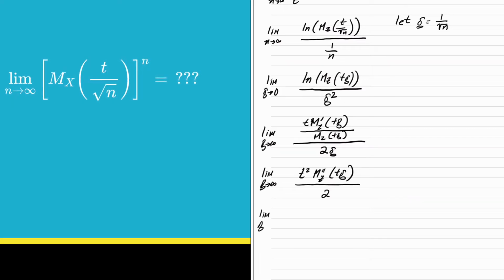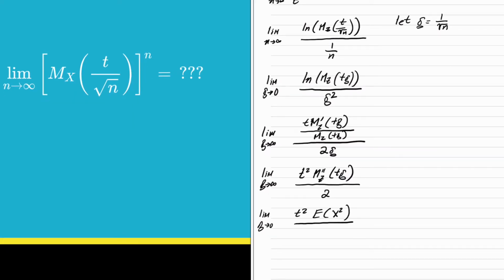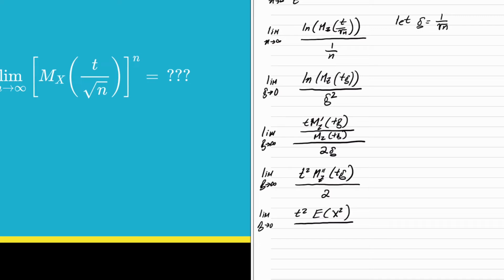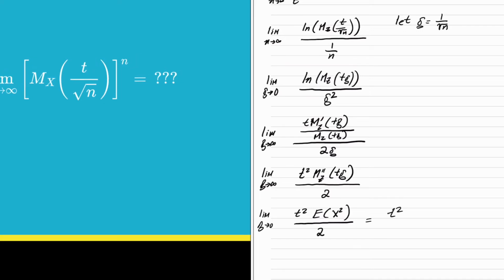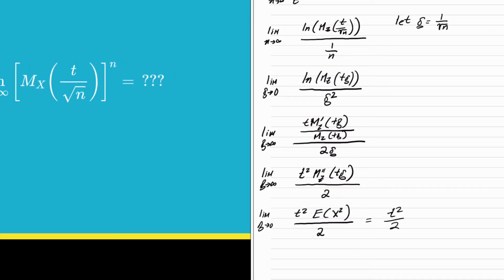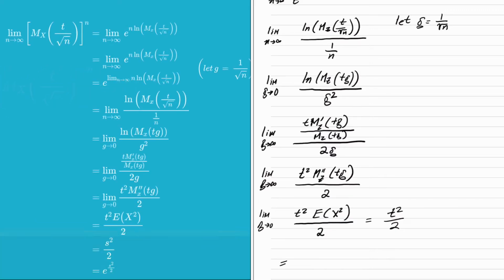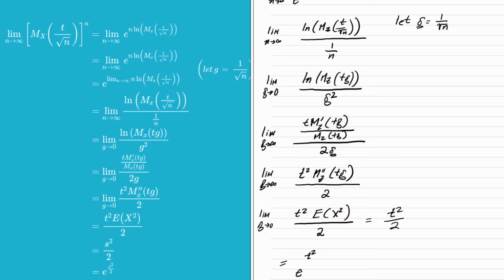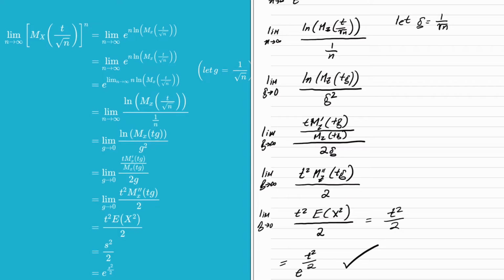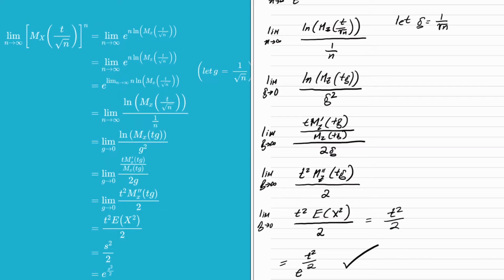Here we notice that we're taking the second derivative of a moment generating function as g goes to 0, which is of course just the second raw moment, or E of X squared. Because the underlying random variable z sub n is standardized, the second raw moment is just 1, and we just have to return t squared over 2 to the exponent, and we are finished. And so now we know that the moment generating function of the random variable z sub n is e to the t squared over 2.